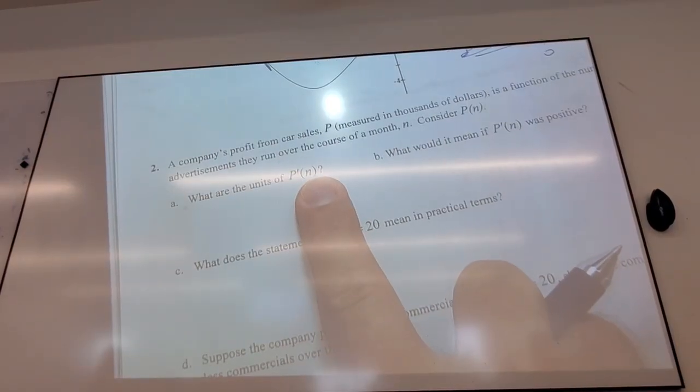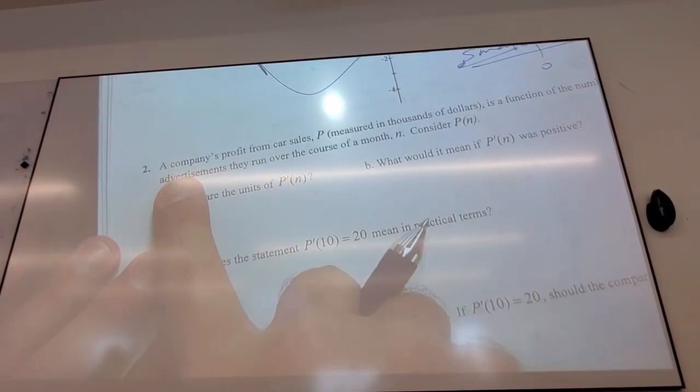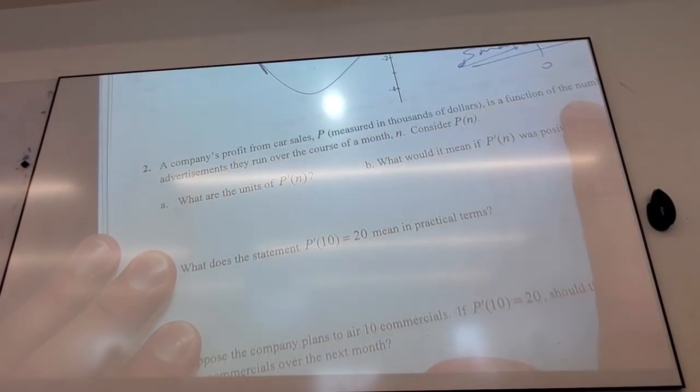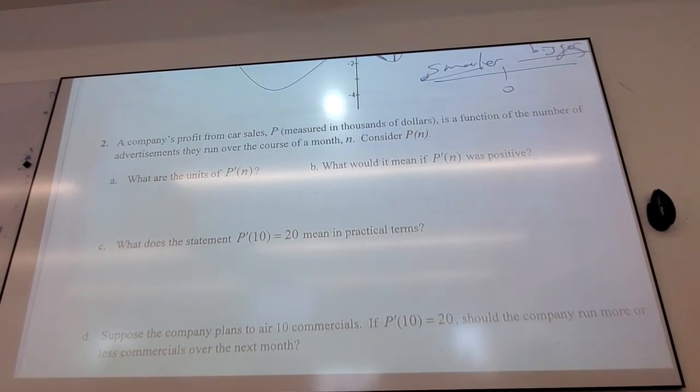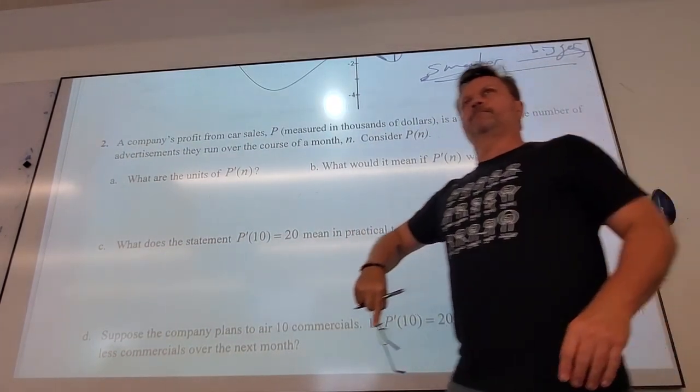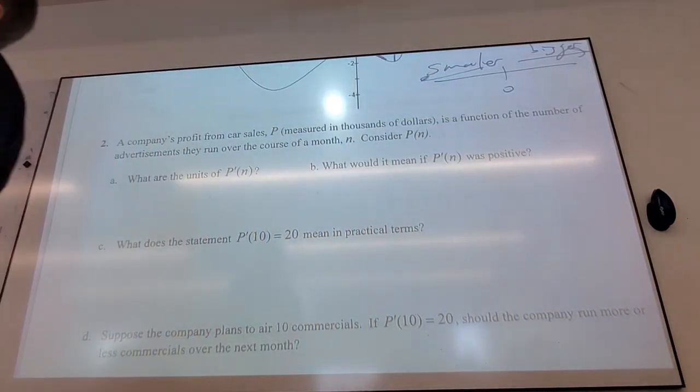Now we get to interpreting symbology here. So let's see, a company's profit is a function of the number of advertisements they run over the course of a month. Yes? And if you, I don't know, if you watch YouTube videos, advertisements are a big deal. So the more they can get the word out there, the more they should expect to make. Now, do you think there's a sweet spot? Like, could you spend too much money on advertising?